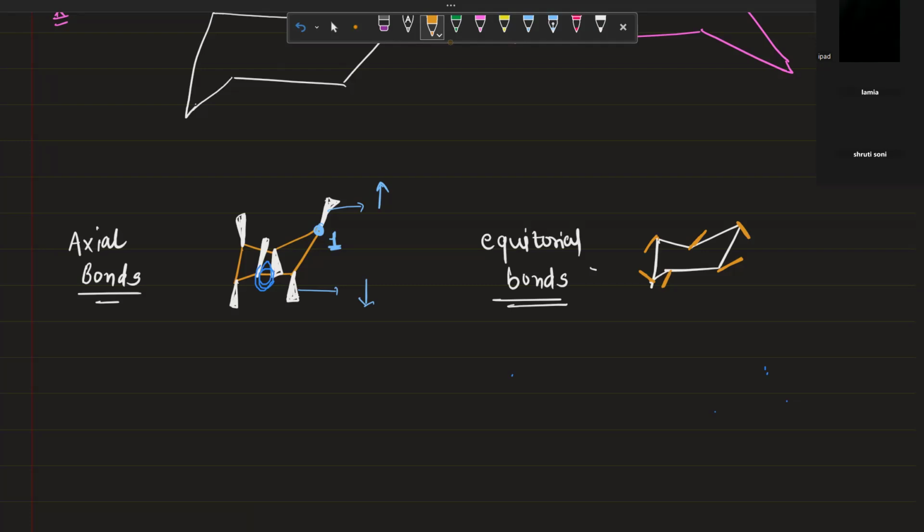Ma'am, do you have to draw the structures very precisely? Yes. How do I know that? Like how I'm drawing. So see, we need a structure like this.